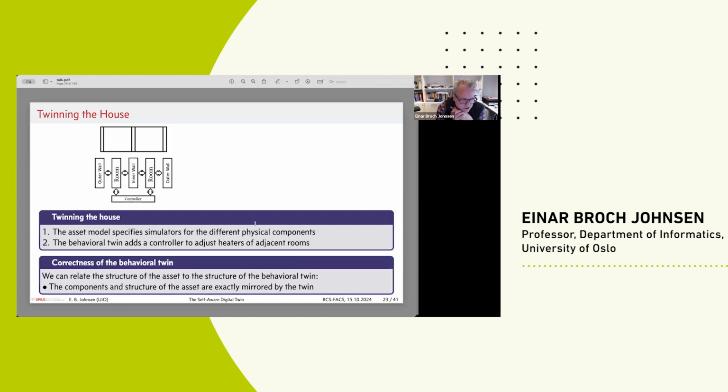And now what does it mean for this structure to be correct? Well, the way we are seeing it is that it's correct if the simulators are configured in a way that mimics the structure of the physical asset. So we want the digital twin now to have a simulator for this room, connected to a simulator for the inner wall, which is again connected to a simulator for the other room, connected to a simulator for the outer wall, and so on, in such a way that we can try to adjust parameters to capture the exact behavior of the house.